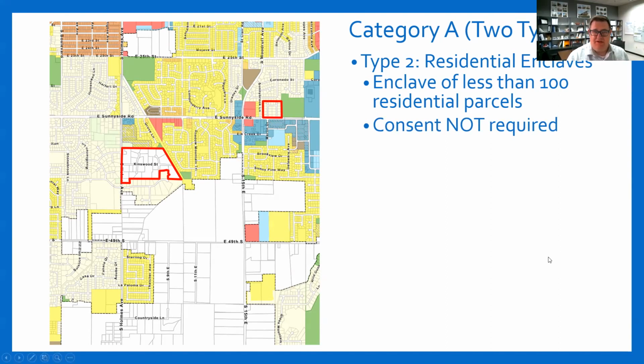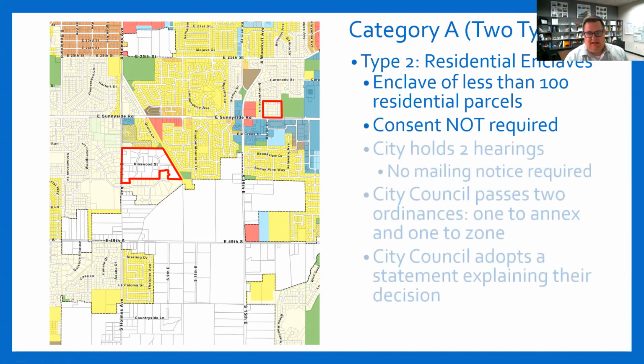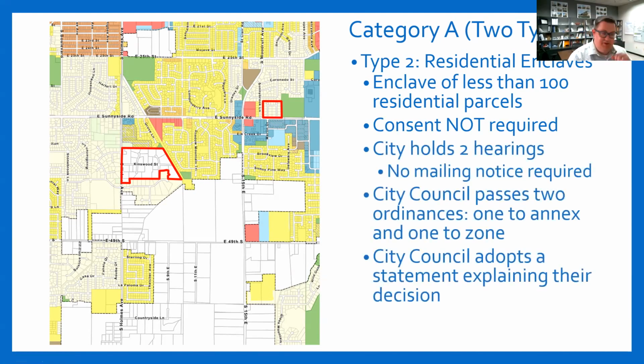And I think that's important to know and why. And we'll talk a little bit more about it in depth later with some examples. But really what I think the statute is saying is that these parcels, when they become surrounded by a city, are so functionally and practically part of a city that the city is authorized to bring them in. And again, we'll talk about that more in depth. The rest of the process is the same. 2 hearings, no mailing, pass the ordinance to annex, zone, and adopt your statement.